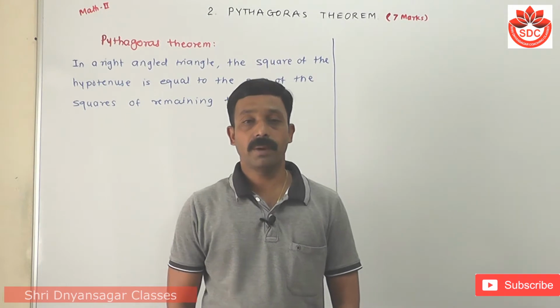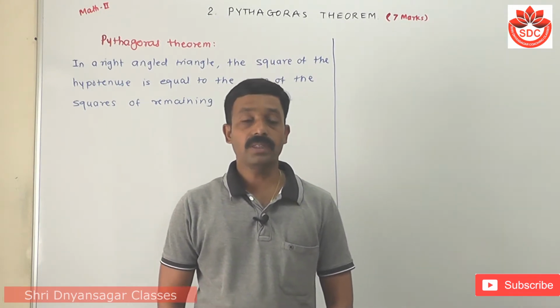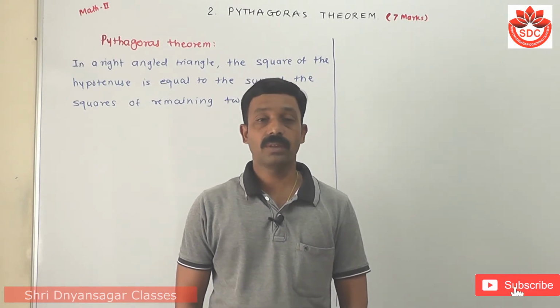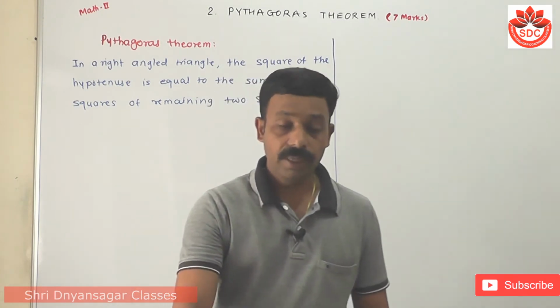Students, today we take a very important theorem, and the name of that theorem is Pythagoras theorem. Now, the statement of this Pythagoras theorem is: in a right angle triangle, the hypotenuse square is equal to the sum of the two remaining side squares. Now, for this, we take its proof.